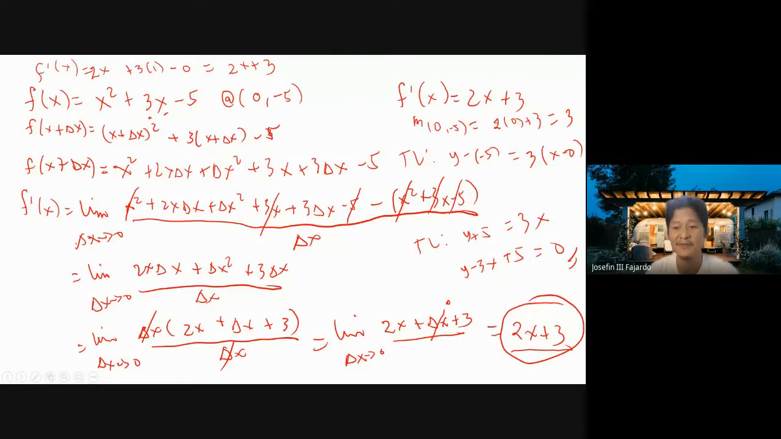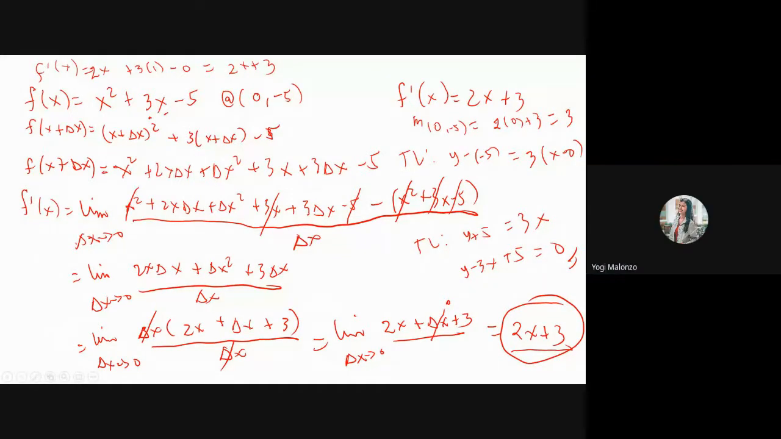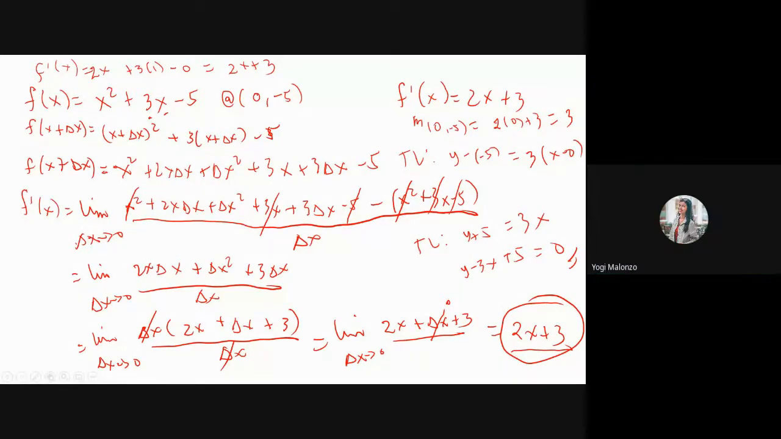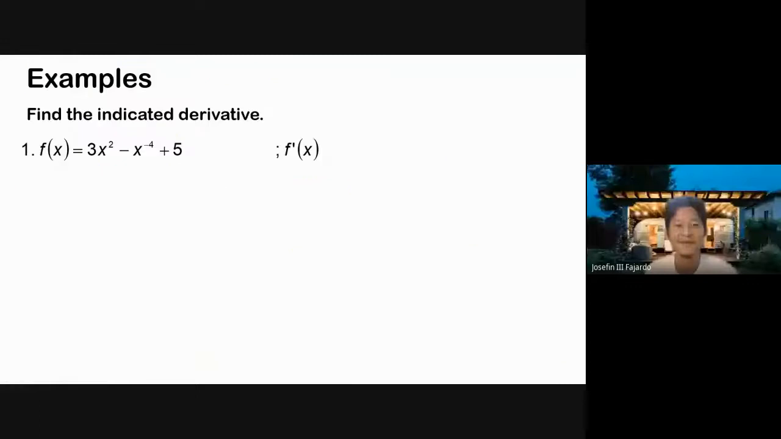Di ba mas madali yung maikli? Opo, sir, maikli. So, Miss Malonzo, mas gusto mo yung maikli. Oo naman, sir, kasi mas mapapabilis yung pag-solve. Pero yun, mahirap yun. Sige, bilisan natin.